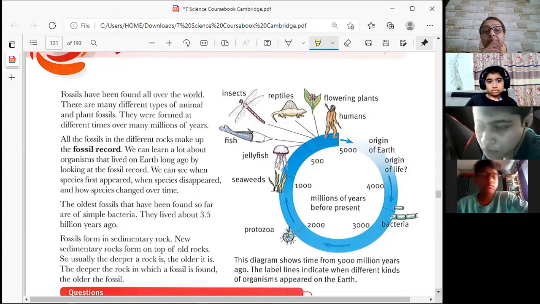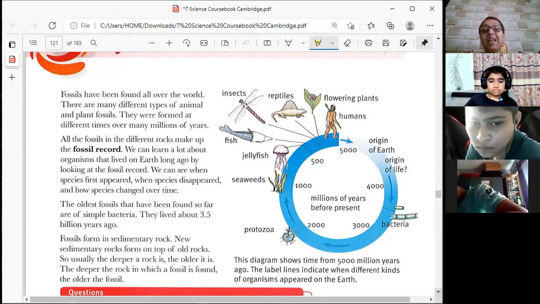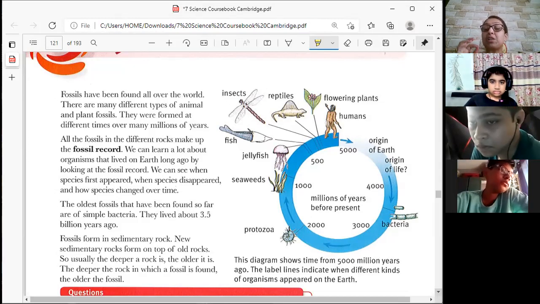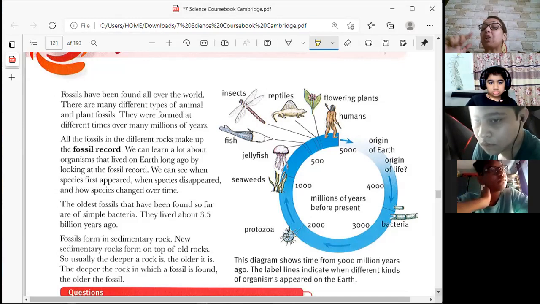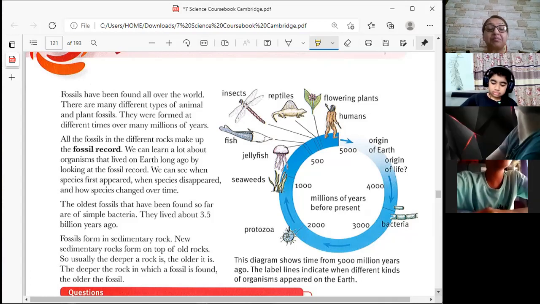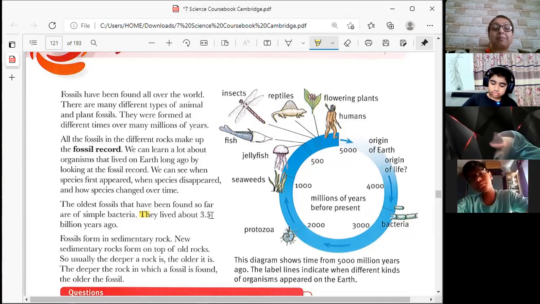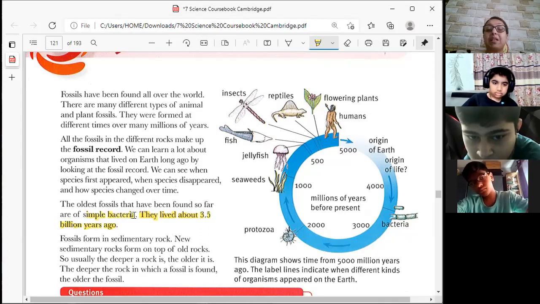The oldest fossils that have been found so far are of simple bacteria, and they lived about 3.5 billion years ago. The moment you get the fossils, you come to know how many years ago they were there. You come to know the origin of life, how it started, because we don't get anything of an earlier date. The life history begins from here. Fossils form in sedimentary rock.